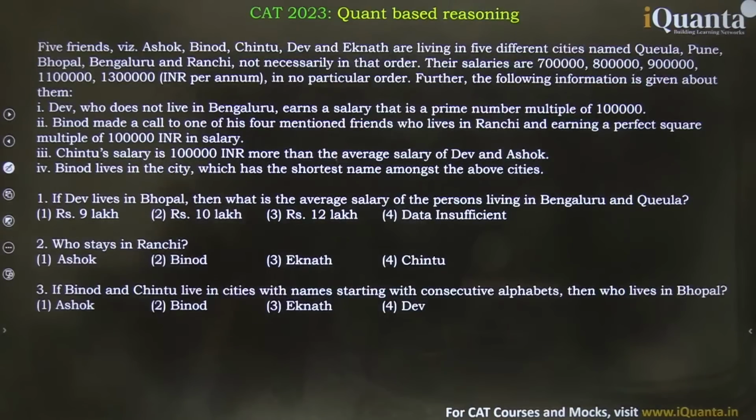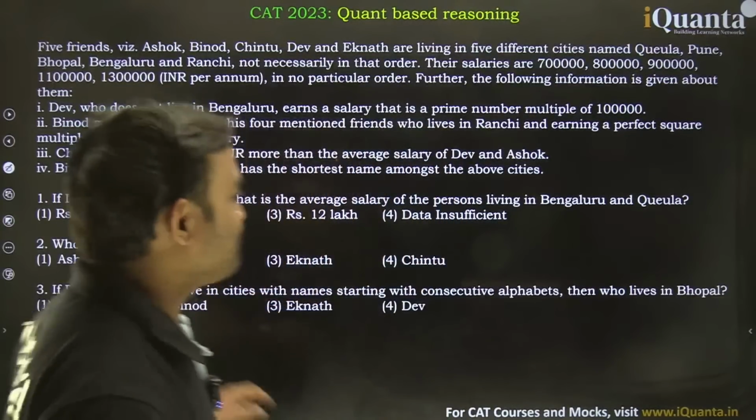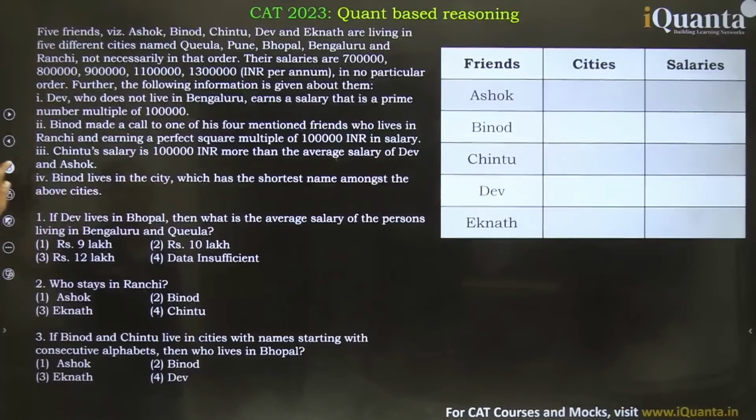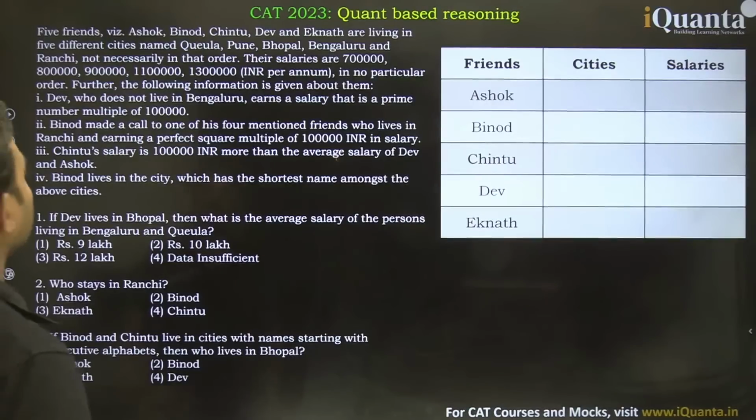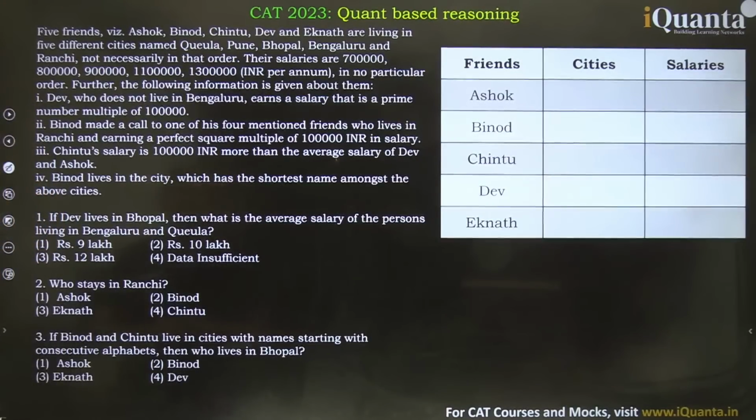So as I can see, lots of you have solved this question and all the answers are matching. Still, let's discuss this. It says 5 friends, Ashok, Vinod, Chintu, Dev and Eknath are living in 5 different cities named Kolkata, Pune, Bhopal, Bangalore and Ranchi, not necessarily in that order. Their salaries are 7 lakhs, 8 lakhs, 9 lakhs, 11 lakhs, 13 lakhs per annum in no particular order.